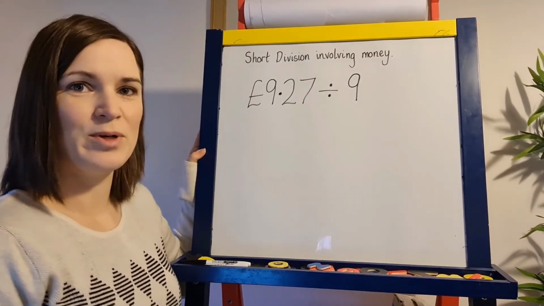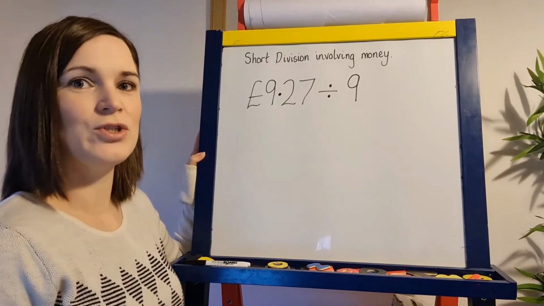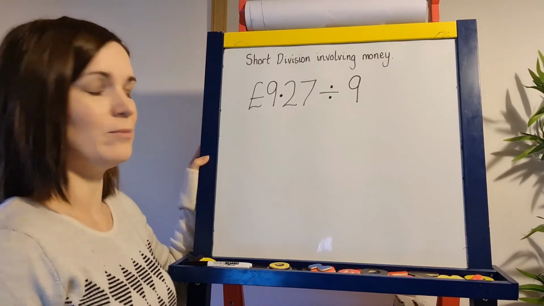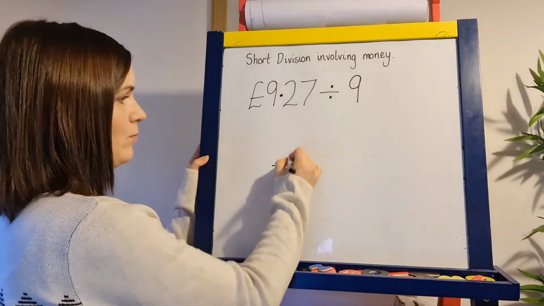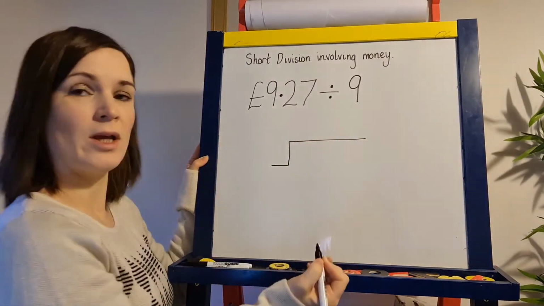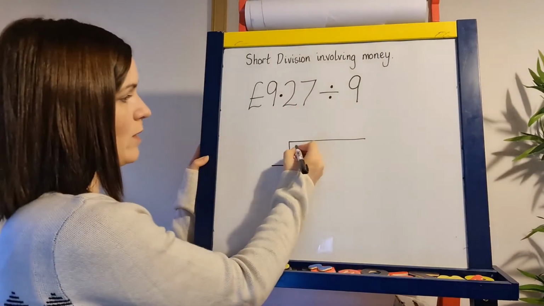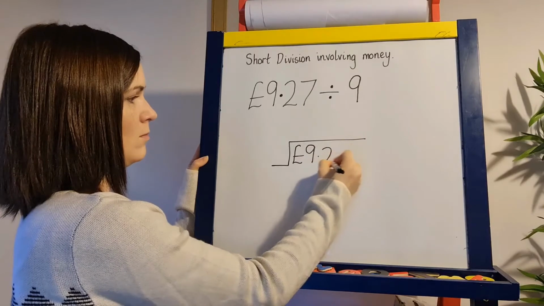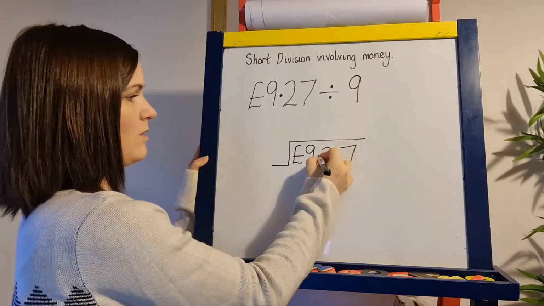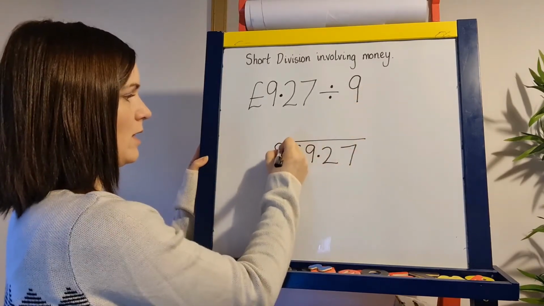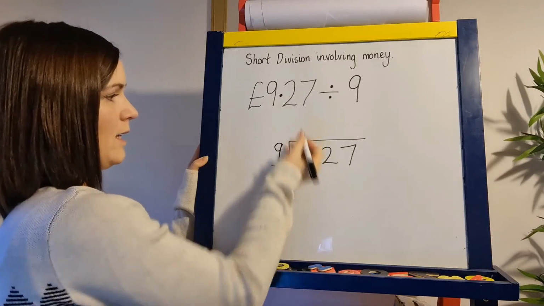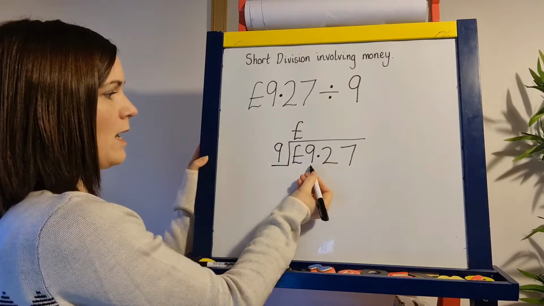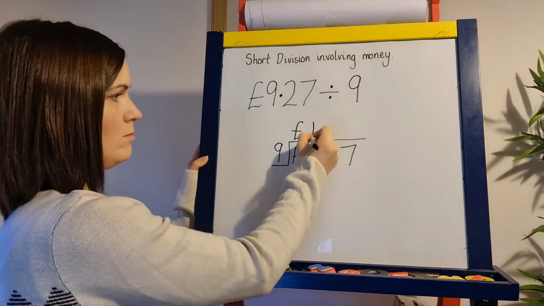In this example we're about to do, you're going to have to do something called carrying it over. It's not going to divide quite as simply. So let's lay this out in our bus stop. I'm going to put my dividend, £9.27, underneath, and my divisor, 9, on the outside. Let's line everything up. My pound sign right above. 9 divided by 9 is 1.